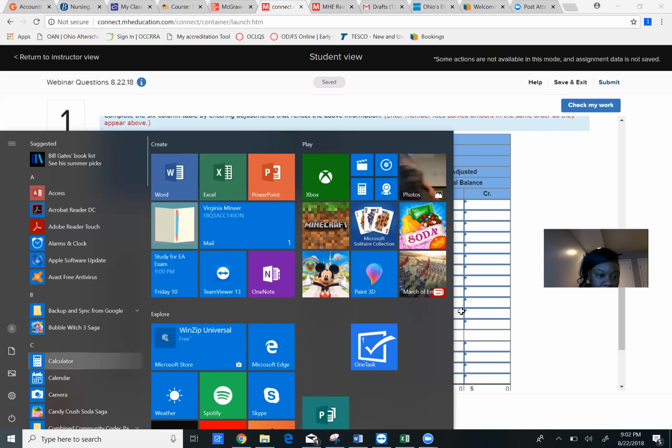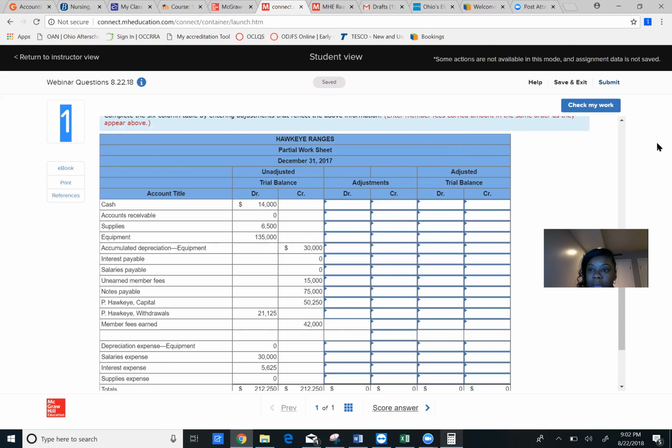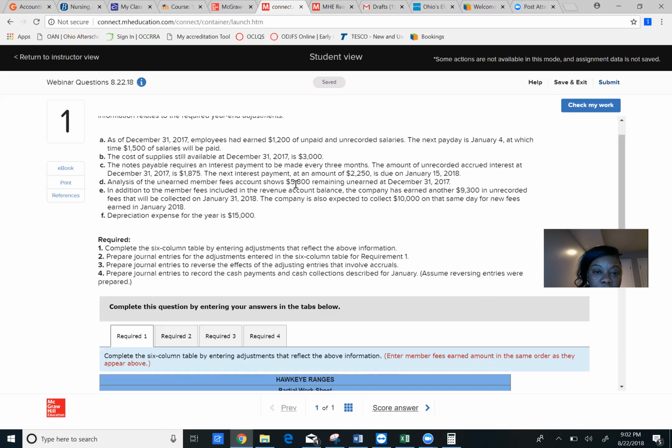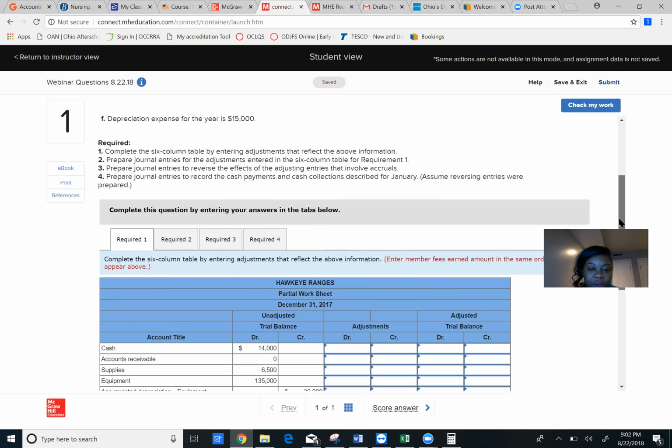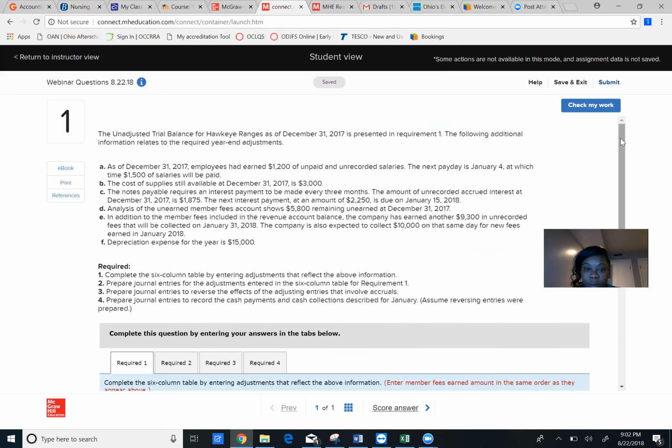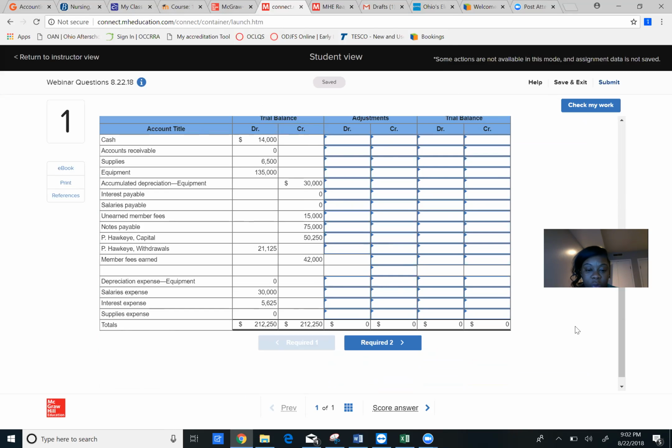So I gotta get my calculator out for that because my brain ain't that slick for real. Okay, so I got my calculator. We wanted it to be 5,800 and it's currently 15,000. So I'm gonna do 15,000 minus 5,800. So my entry is gonna be for $9,200 because 15,000 minus 9,200 is gonna leave us 5,800. Make sense? Yes. All right. So I gotta remember that my entry is for $9,200.